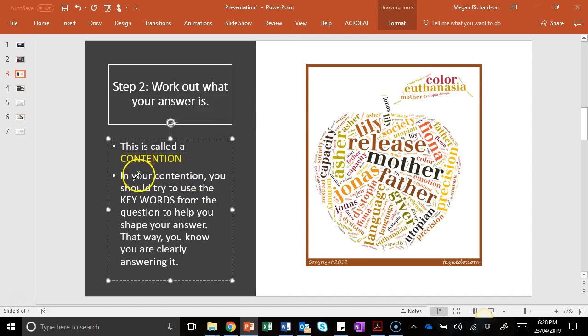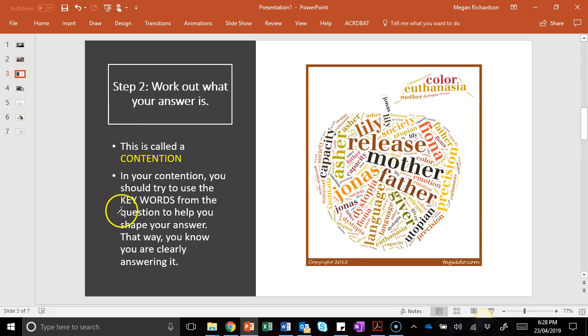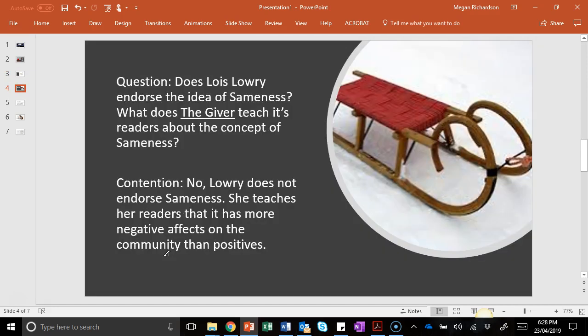In your contention, you should try and use the keywords, those words that we were looking at back here. Use those words from the question to help shape your answer. That way you know that you are clearly answering it. You try and use those keywords to make sure that you are answering the question, because the number one rule in essay writing is answer the question.